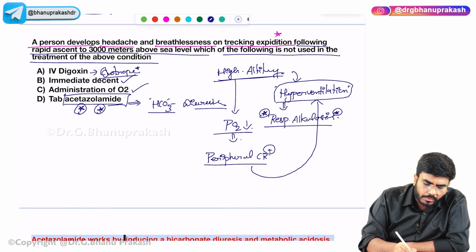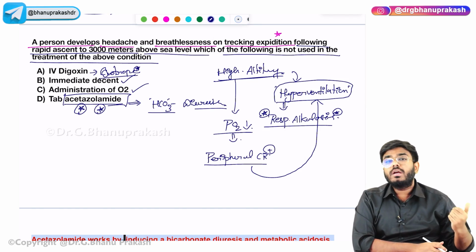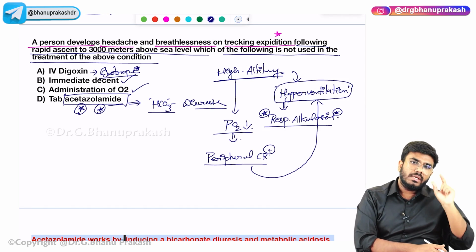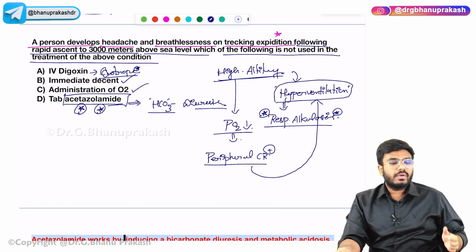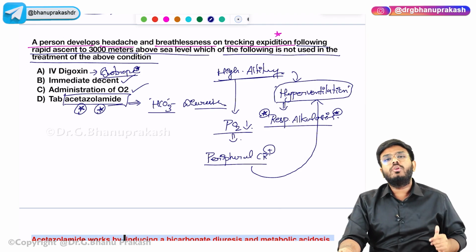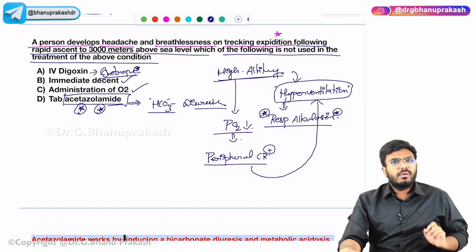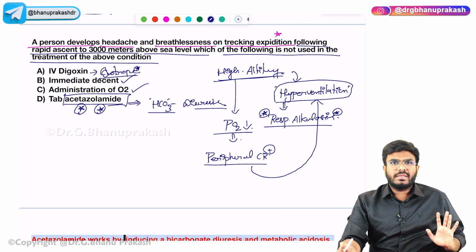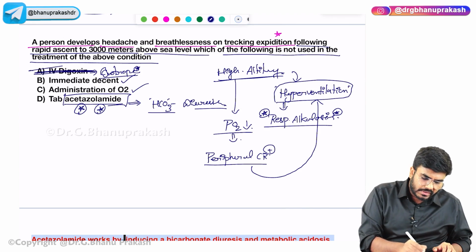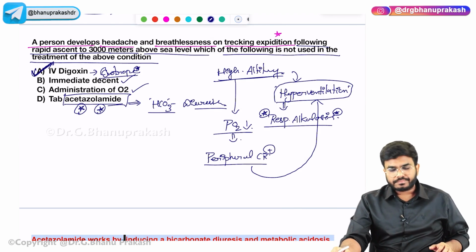Okay, cardiac inotrope. We don't want any cardiac inotropic action here. Already, when you go to high altitudes, your heart rate increases, your cardiac output increases, your stroke volume increases, and your BP increases. So we don't want any IV digoxin here. We don't want any cardiac inotropic activity. So this is not given. This is the except option.